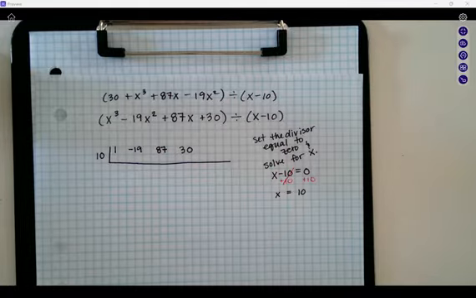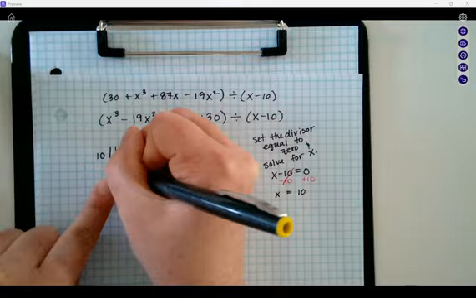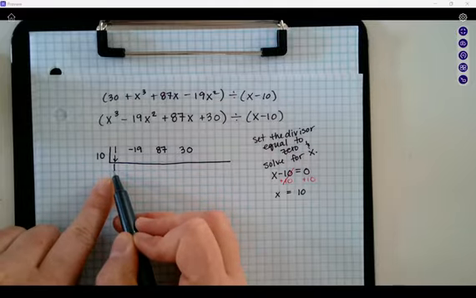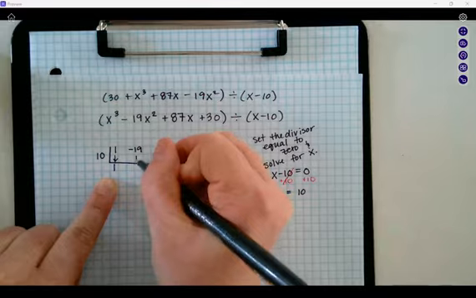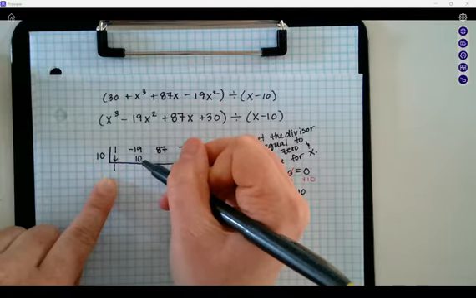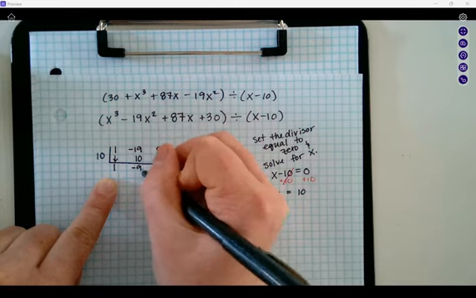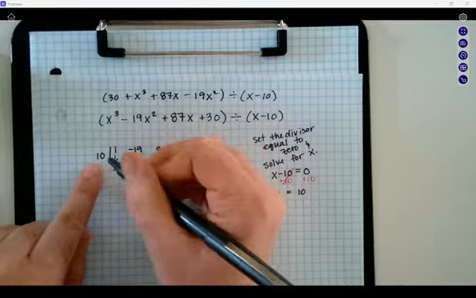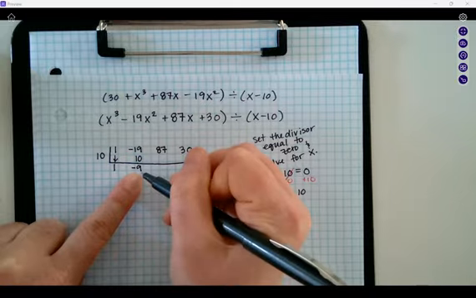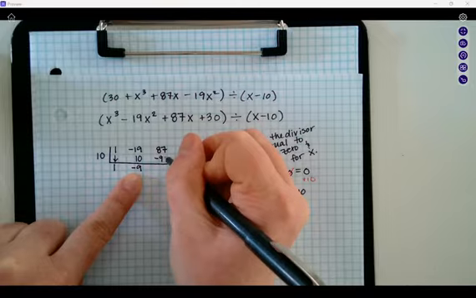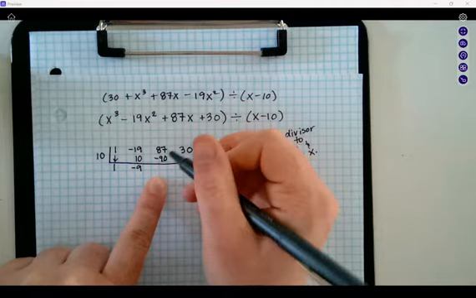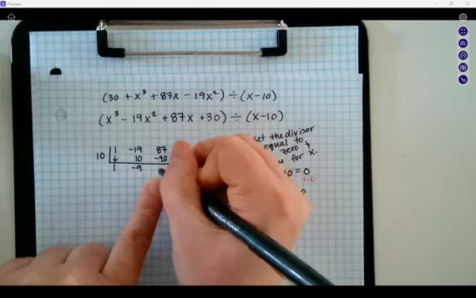You have to drop down your first term. Just go ahead and bring it straight down. And then we're going to multiply. So 10 times 1 equals 10. So I'm going to put that product right here. Next, I need to add negative 19 and 10. So negative 19 plus 10 is negative 9. And now I need to repeat that process of taking 10, and I'm going to multiply it by the sum here, -9. So 10 times -9 is -90. So I'm putting that product over here. Next, I'm going to add these together. 87 plus -90 is -3.